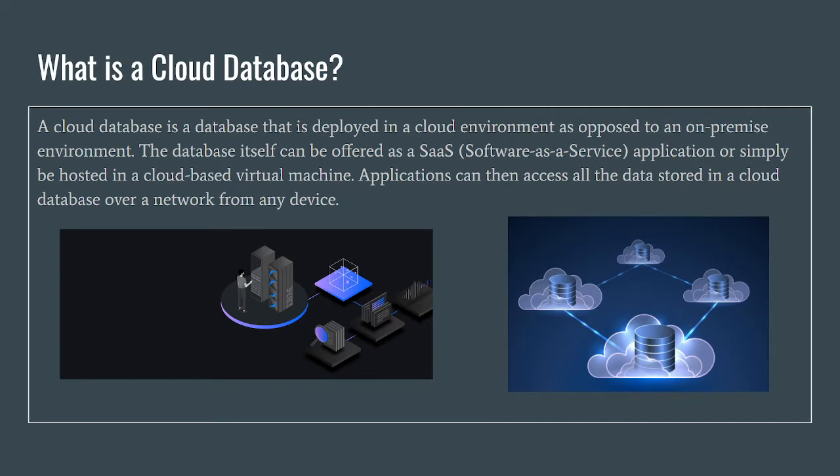Let's jump to the first question, which is: what is a cloud database? A cloud database is a database that is deployed in a cloud environment as opposed to an on-premise environment. The database itself can be offered as a SaaS, such as software as a service application, or simply be hosted in a cloud-based virtual machine. Applications can then access all the data stored in the cloud database over a network from any device. So from that, we understand that cloud database is a storage space that users or business managers can access anytime and find their files or pictures at any given moment on any device.